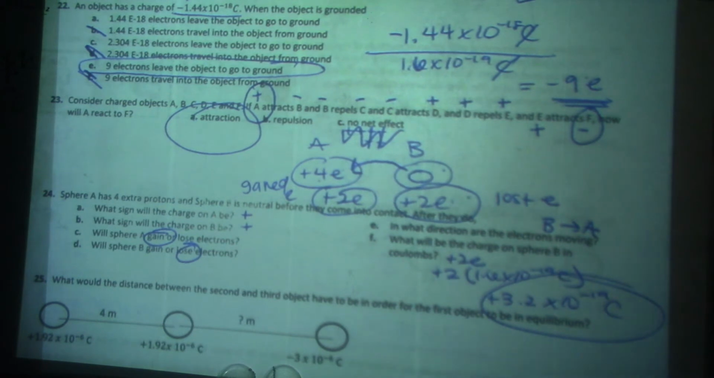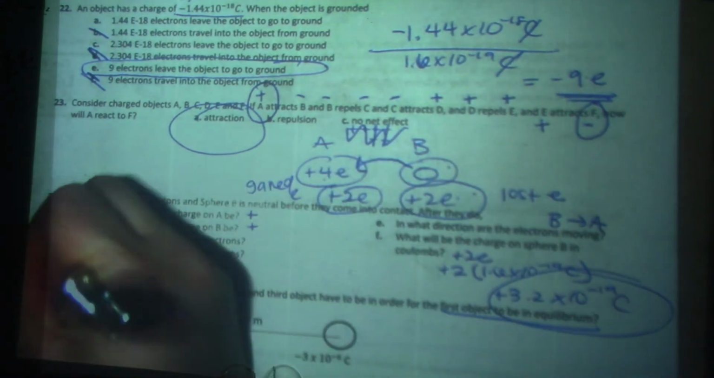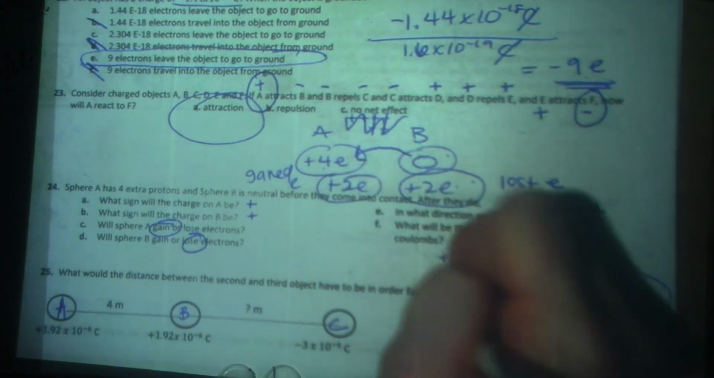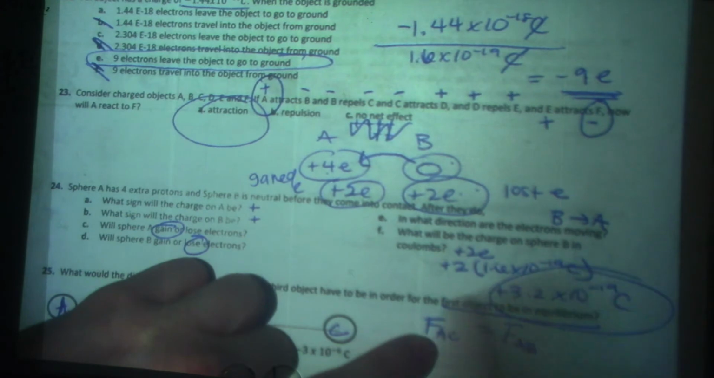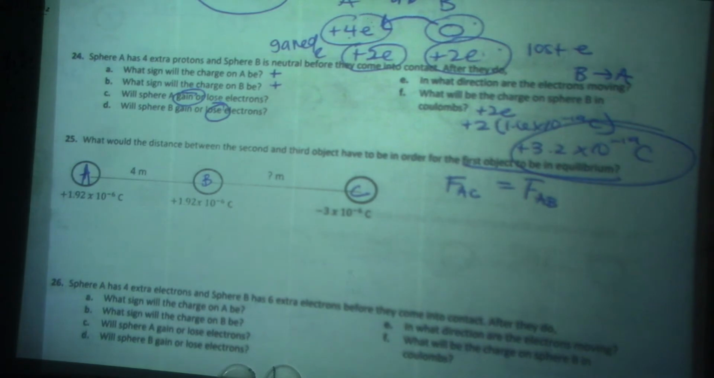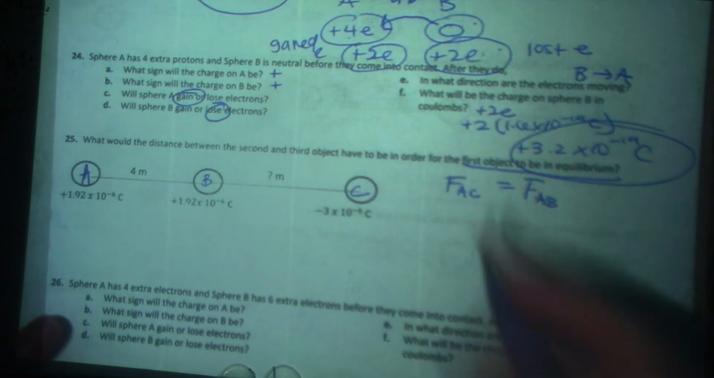Number 25, what would the distance between the second and third have to be in order for the first object to be in equilibrium? So A is the one that you need in equilibrium. So that means that forces between A and B have to equal A and C. It doesn't matter which side you put it on, right? I can say AC has to equal AB. The fact is that they have to be equal. And then we're looking for distance, so we don't have to worry about sign. So we're going to just start plugging in.